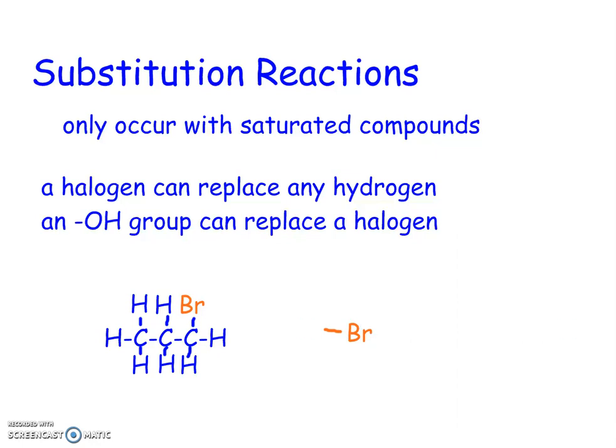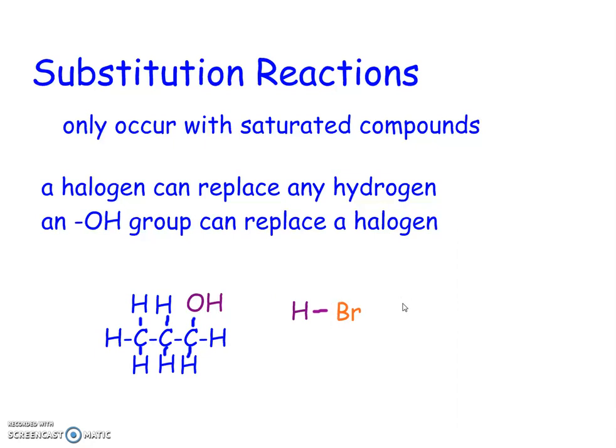All right, so a halogen can replace any hydrogen, but we can also have an OH group replace a halogen. So in this case, we have water or NaOH or some type of base, something that has an OH group in it. The OH group cannot replace a hydrogen. It can only replace a halogen. So here I have the bromine on my first carbon. So the bromine comes off and gets replaced by the OH group. And I have 1-propanol and then hydrogen bromide as my other product.